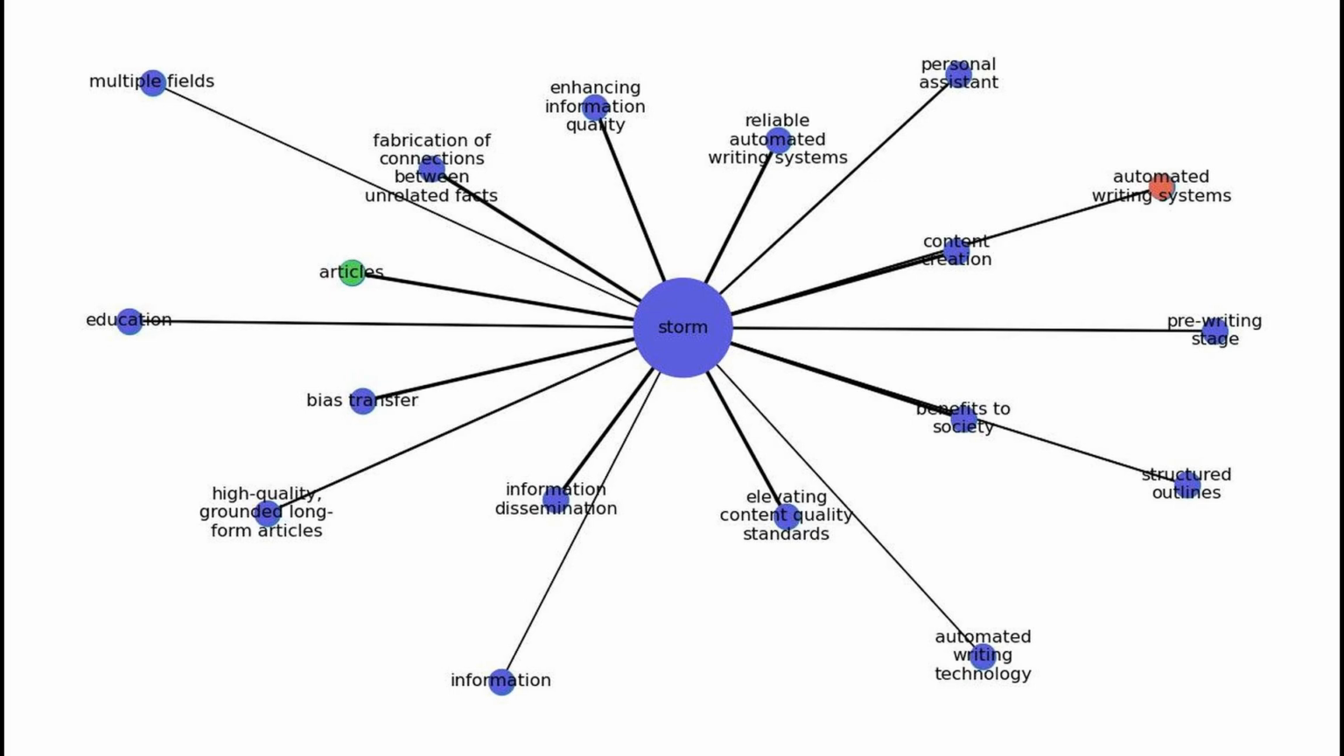Moreover, while STORM shows significant promise, the challenges identified during its evaluation, such as bias transfer and the fabrication of connections between unrelated facts, present opportunities for further improvement. Addressing these issues can lead to even more reliable and trustworthy automated writing systems, ultimately advancing the field of information dissemination and benefiting society at large by ensuring that high quality, accurate information is readily available. In summary, STORM represents a significant step forward in automated writing technology, with the potential to reshape how information is researched, organized, and presented across multiple fields.